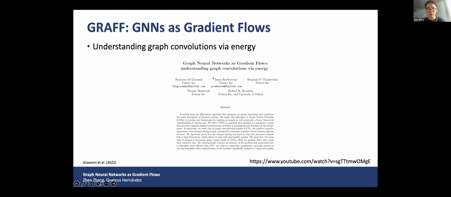Yeah, thanks. So I'm going to talk about this paper, GRAFF: GNNs as gradient flows. This is a paper posted on arXiv, I think in October. It is a very new paper from Michael Bronstein's group. Basically what they do is try to understand graph convolutions via an energy formulation. This paper is quite technical, with a lot of mathematical proofs, but in this presentation I will not talk about these technical details and will just give an overview of the architecture of the neural network.